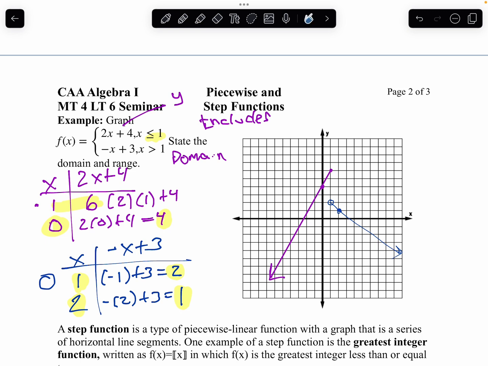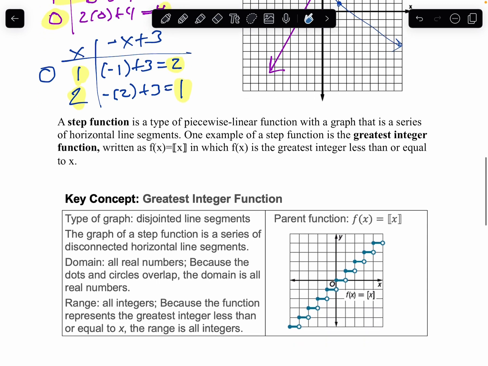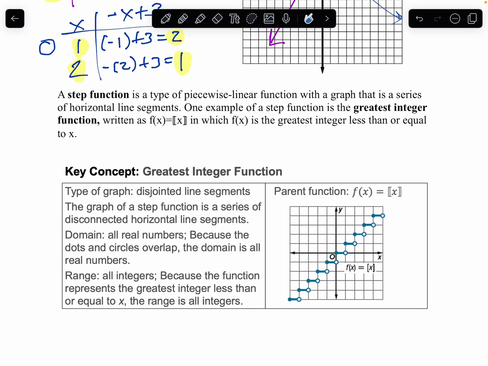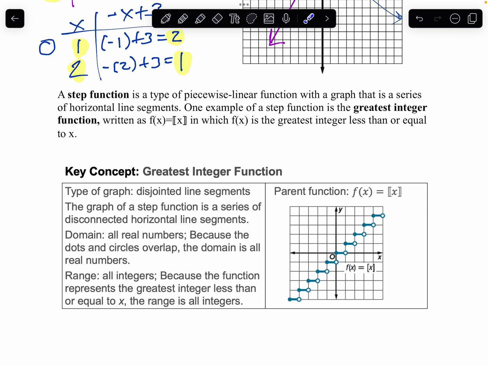Now, the second type of graph we're going to look at is called a step function. If we look at the picture down here, hopefully you can see it. I can see it's called steps because I have steps here, like I'm climbing the steps. Now, one of the most common ones you'll see is called the greatest integer function.